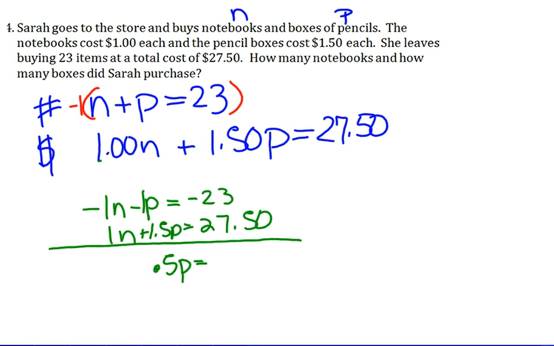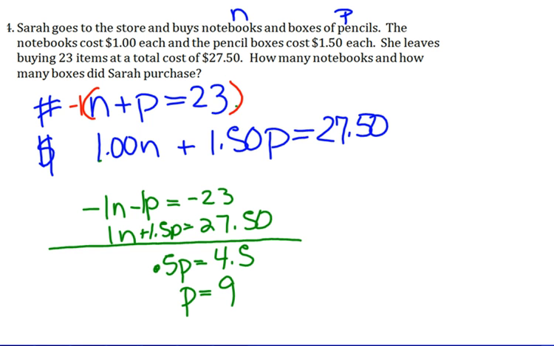All right, 27.50, I'm going to do it on my calculator here, $27.50 minus $23 gives me $4.50. Then when I divide both sides by 0.5, I get that p equals 9. So there are 9 pencils.